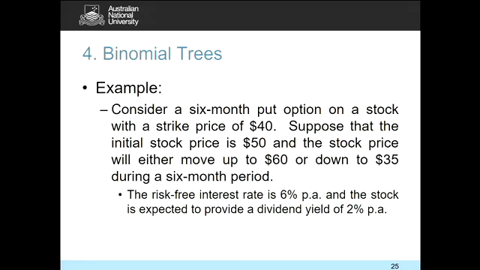So we have this question here. We have a 6-month put option on a stock with a strike price of $40, so X equals 40. Suppose that the initial stock price is 50, and the stock price can either move up to 60 or down to 35 during a 6-month period. Risk-free rate 6%, and dividend yield is 2%. Again, because it doesn't tell us how frequently they're compounded, we'll assume they're continuously compounded, unless it tells me otherwise. Okay, so let's go about solving this.